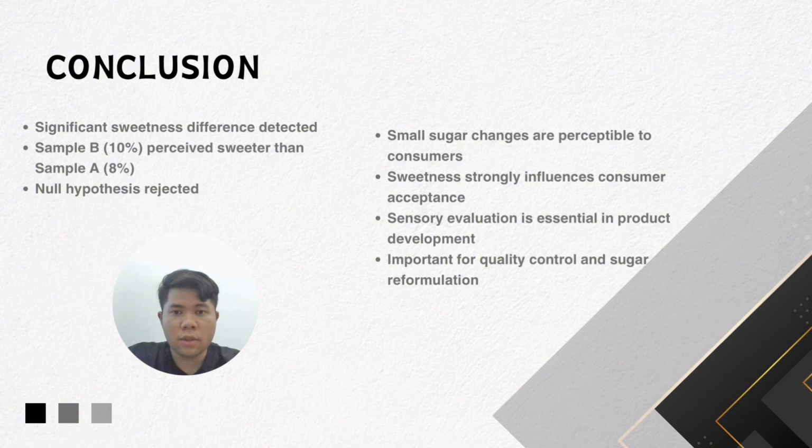Now we have reached the conclusions. In this test, we have concluded that the study has demonstrated a significant difference in perceived sweetness between the two rose syrup samples, in which sample B with a 10% sugar concentration was consistently perceived as sweeter than sample A, leading to the rejection of the null hypothesis. These results show that even small changes in sugar concentration are noticeable to consumers and can influence product acceptance. Therefore, sensory evaluation plays a crucial role in product formulation, quality control, and sugar reduction strategies, especially in beverage products.